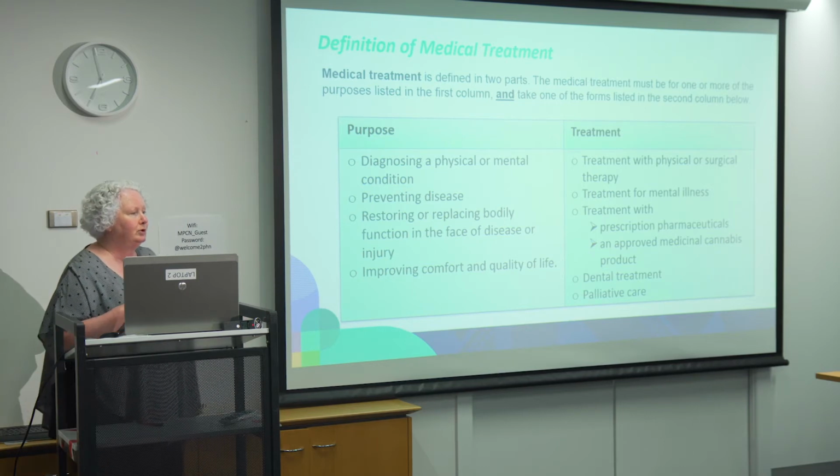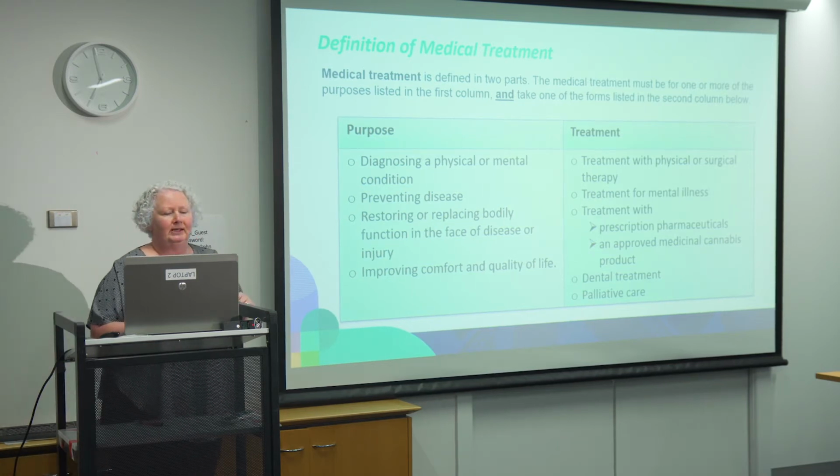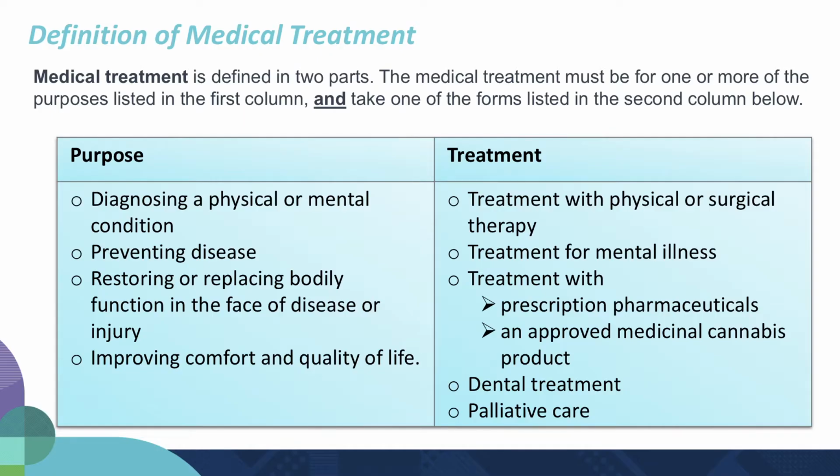So when we talk about medical treatment, again, in terms of the Medical Treatment Planning and Decisions Act, medical treatment is defined in 2 parts. So it must be for at least one of the purposes in this first column, and take one of the forms in the second column. So it might be diagnostic or preventative or restorative, or it might be to improve comfort and quality of life. It may take the form of treatment with physical or surgical therapy, treatment for mental illness, treatment with prescription pharmaceuticals or cannabis product, dental treatment or palliative care.